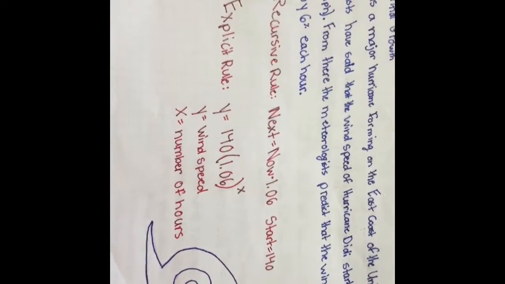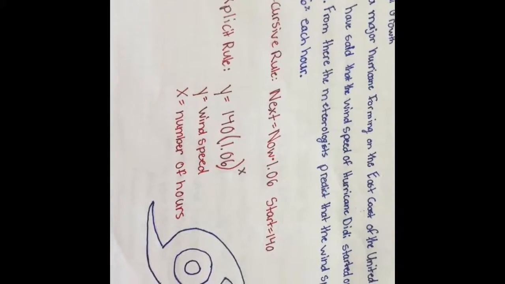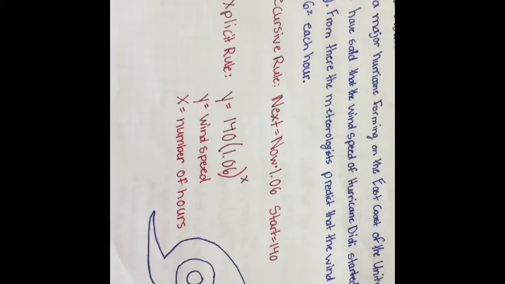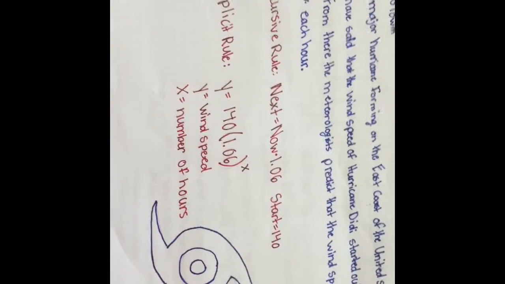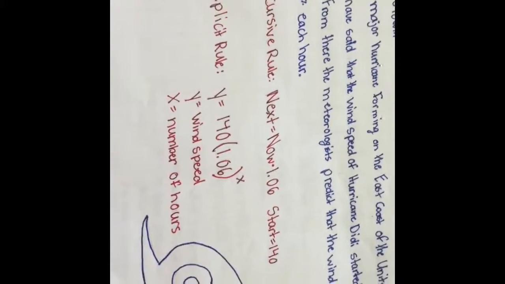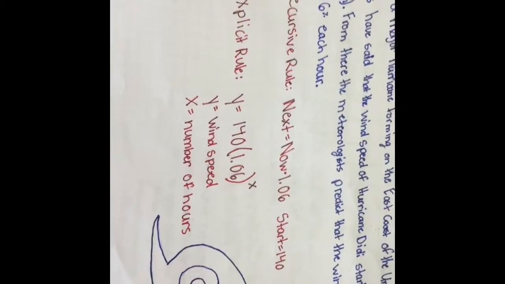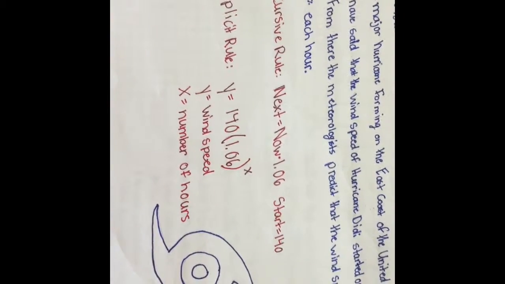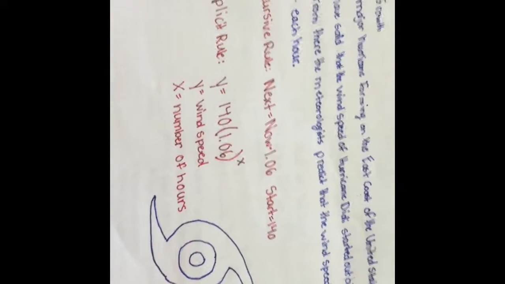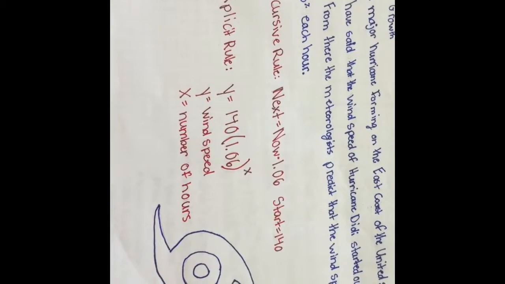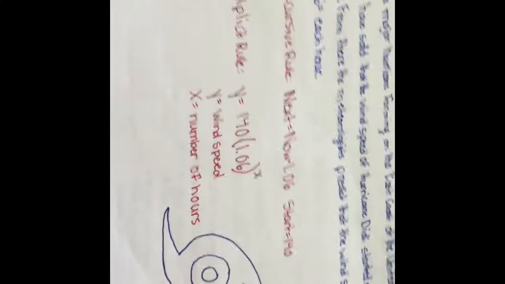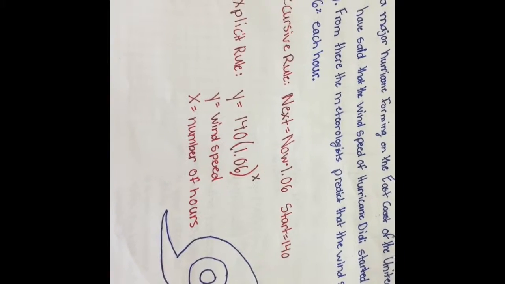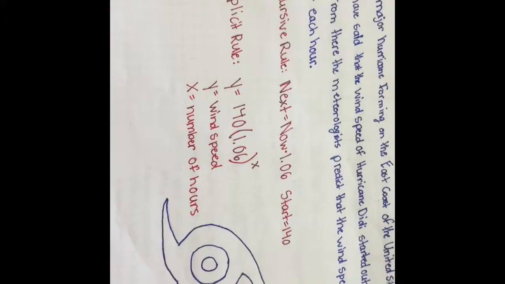So because it's increasing by 6%, it would multiply each time by 1.06. So the recursive rule would be next equals now times 1.06, and it would start at 140. And the explicit rule has to be in the format of y equals the start point times the growth factor to the power of x. So y is equal to 140 times 1.06 to the power of x. So y is the wind speed and x equals the number of hours.